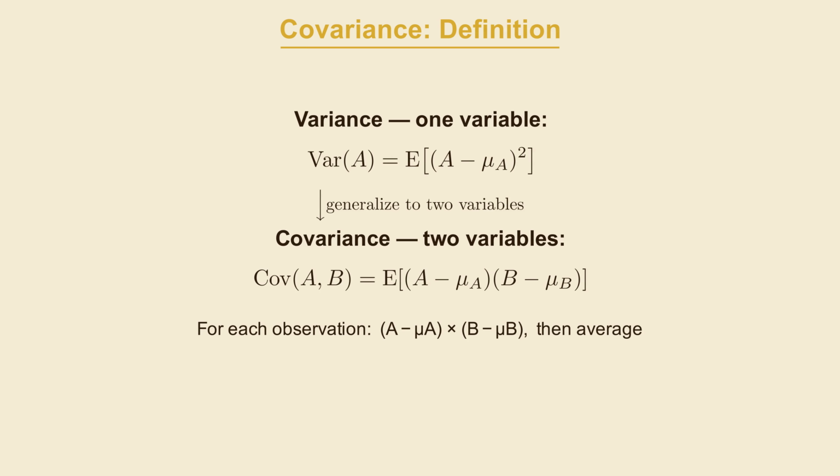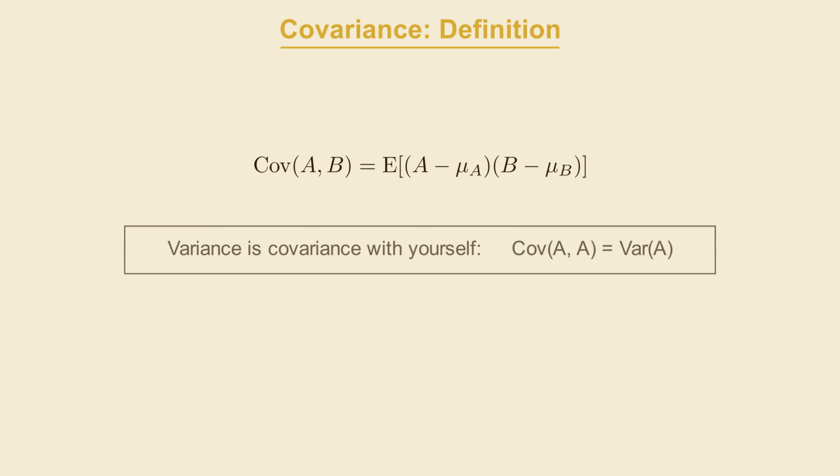Before getting into the calculation, notice something about this formula. If you set both variables equal to the same thing, if A and B are identical, the product of the deviations becomes the squared deviation, and the average of squared deviations is just the variance. So covariance is a direct generalization of the variance. Variance is covariance with yourself.